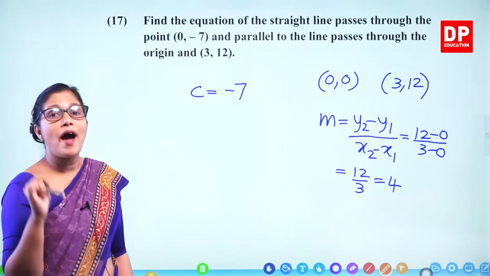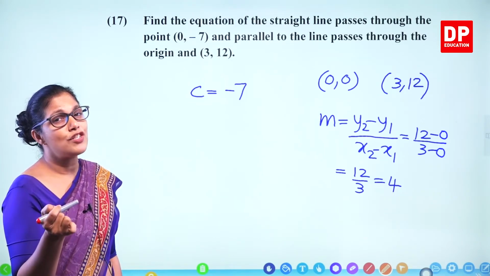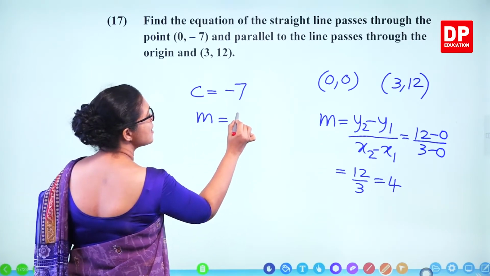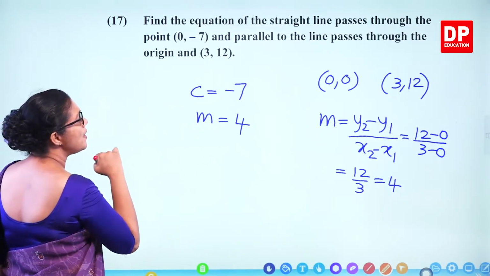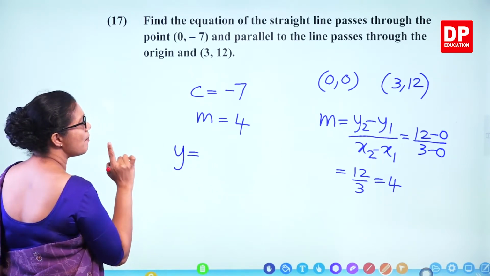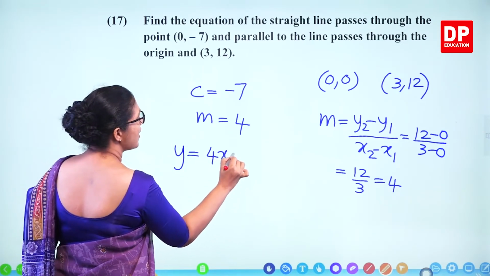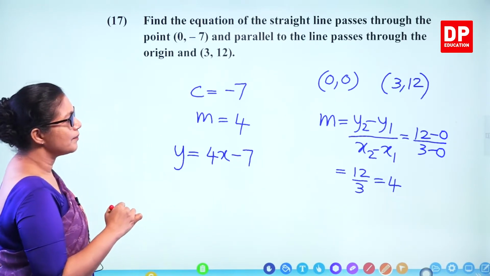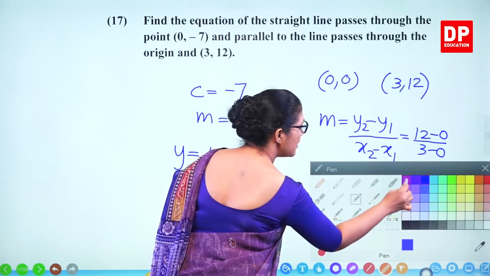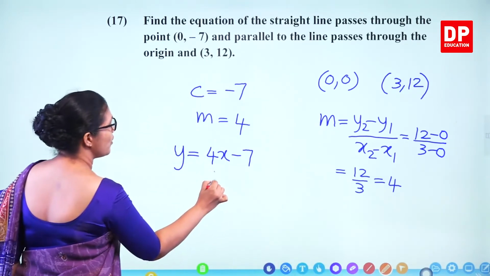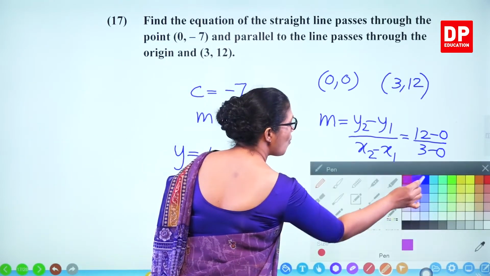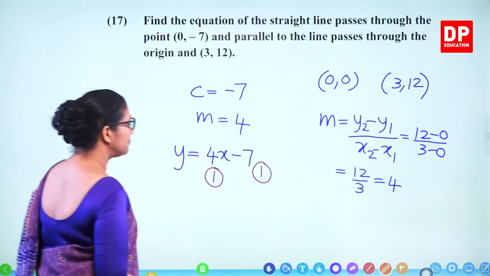So that's the gradient of that line. This line parallel to that. So what's the relationship? You get same gradient. So m equals 4. If m is 4 and c equals minus 7, so what's the equation? mx plus c, 4x minus 7. So you get 4x minus 7 as the equation of the line. So you get 1 mark for the gradient and 1 mark for the y-intercept.